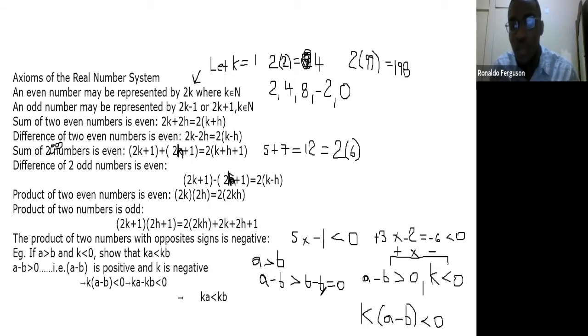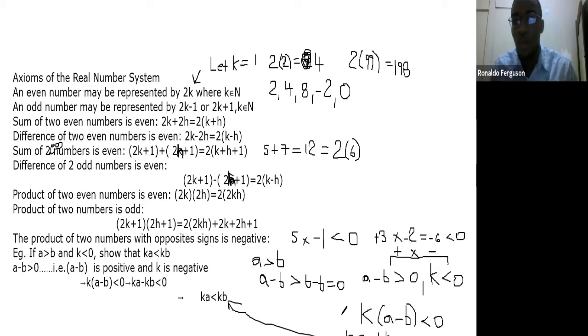And so what this means is that if we multiply K times A, we're going to get KA, minus K times B, we're going to get KB. So KA minus KB is less than 0. And so then the final step, we just bring over the KB, and so we get KA is less than KB. And so those are the axioms of real numbers.